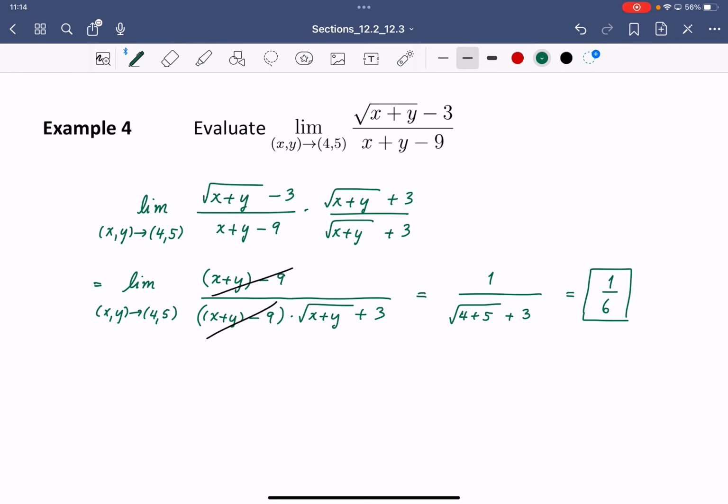This is how you compute a limit by using the conjugate. So you multiply by the conjugate here. For 0 over 0, conjugate or factoring is the technique that you can always use. Conjugate and factoring.